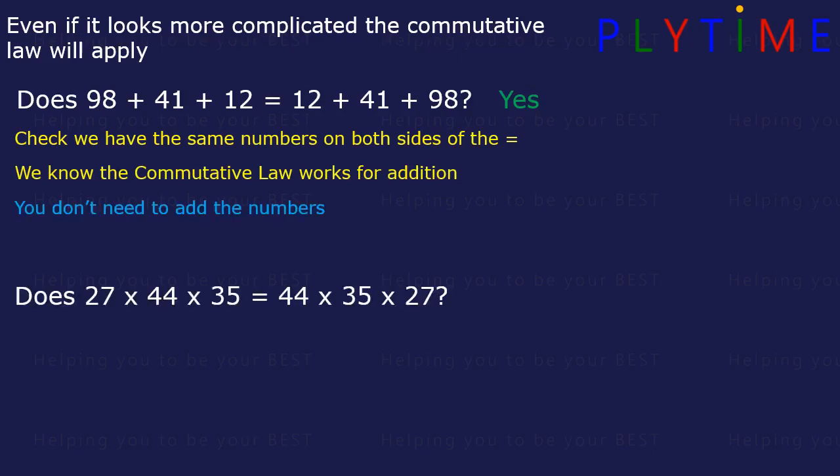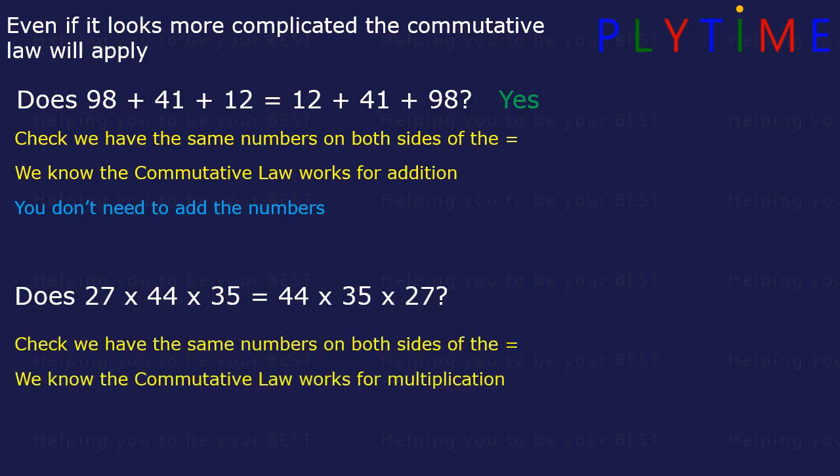Does 27 times 44 times 35 equal 44 times 35 times 27? Check we have the same numbers on both sides of the equal sign. We know the commutative law works for multiplication, so yes, it is the same. We don't need to multiply the numbers.